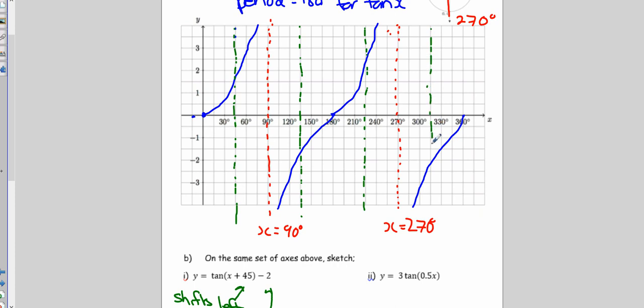Such a pain. This is a painful one to do. We might just talk about this one and not graph it because it's getting messy on the graph. So these are all asymptotes. Where would they be? I'm doing this one in green. So this one would be 45 degrees to the left of that one. So that's why x equals 45 for that one.